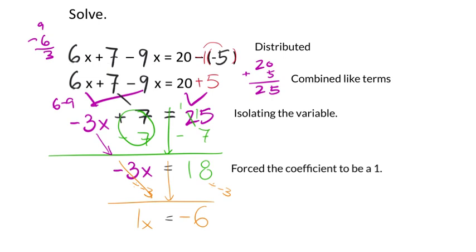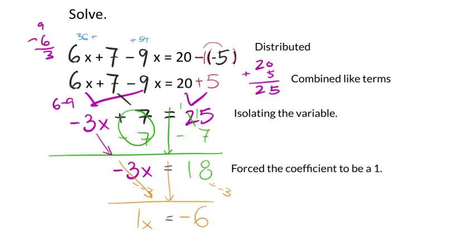Now, just for the sake of time and space, because I'm out of space there, I guess I'll kind of show the work there a little bit. So I got to go back to the top, and I would replace the x's with the negative 6 that we found, right? So that'd be 6 times negative 6. That's going to be negative 36 right there. And then negative 9 times negative 6 will be positive 54.